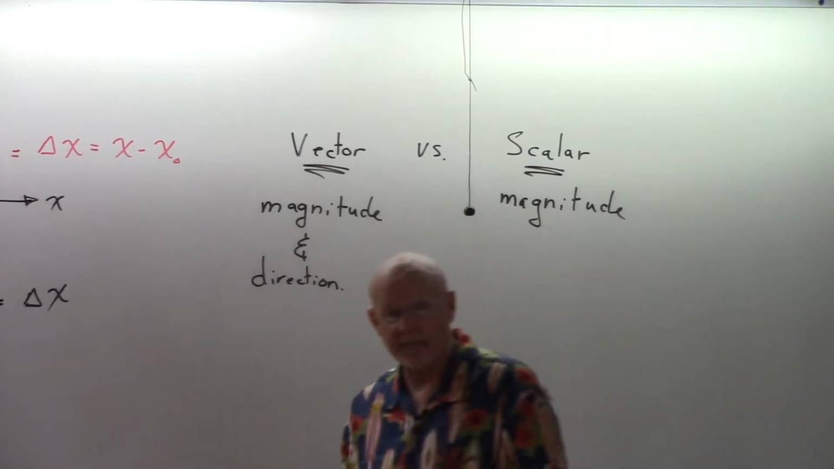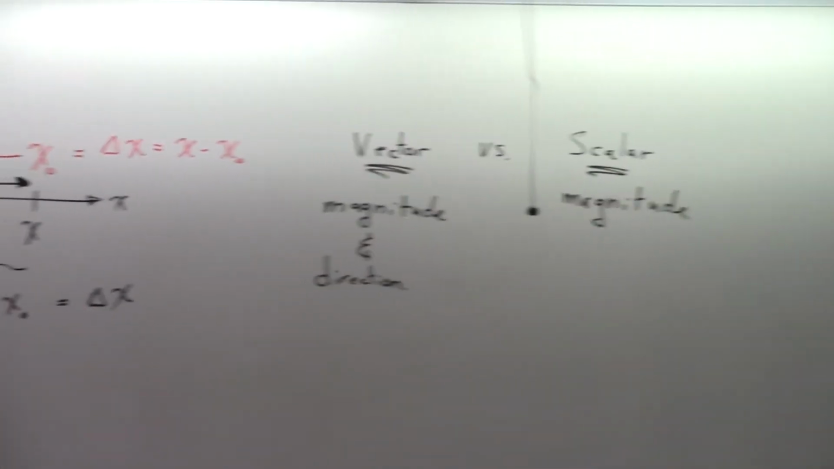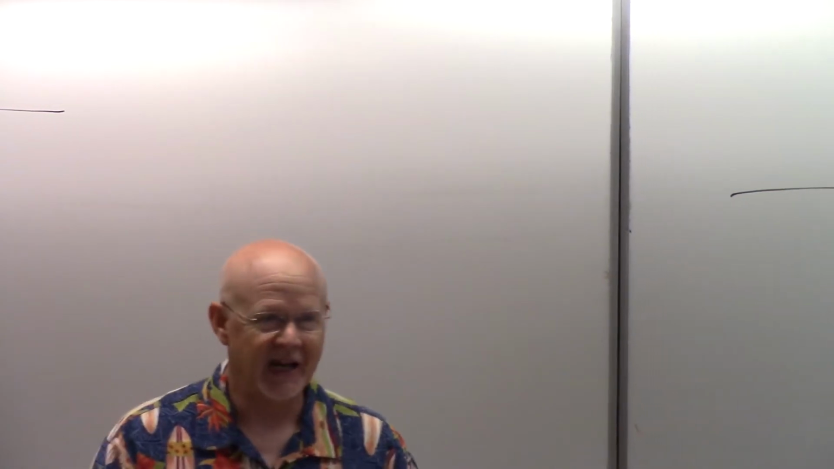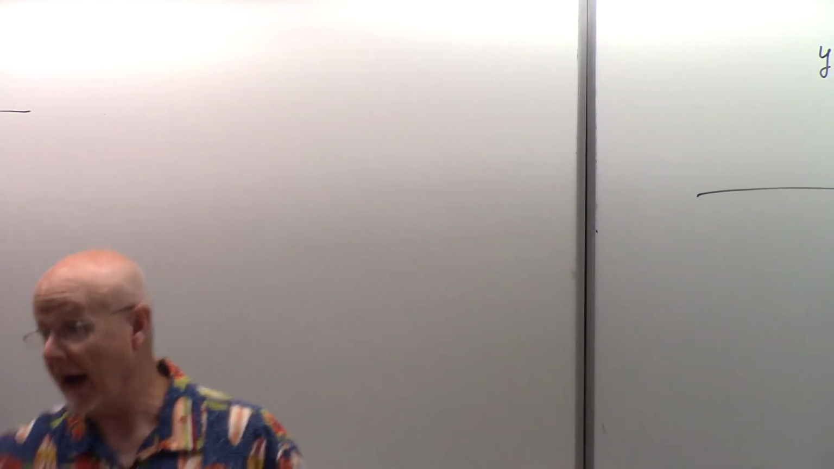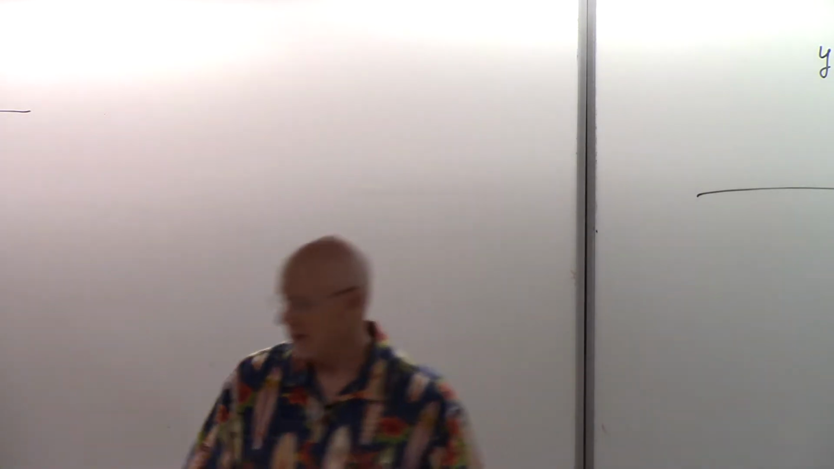So time, temperature, mass is another good one. A human has a mass of about 70 kilograms. A human doesn't have a mass of 70 kilograms to the left. It doesn't make any sense. But there is a push to the left and a push to the right, and they're different. A push to the left and a push to the right are definitely different.